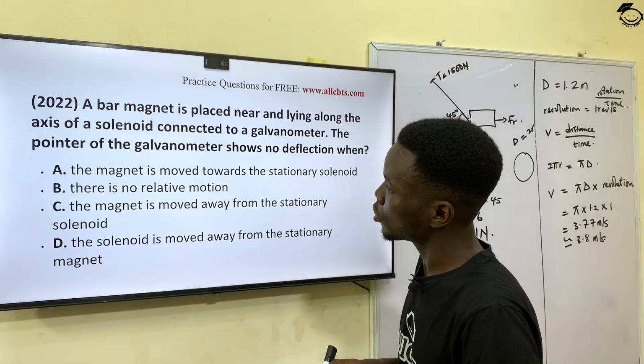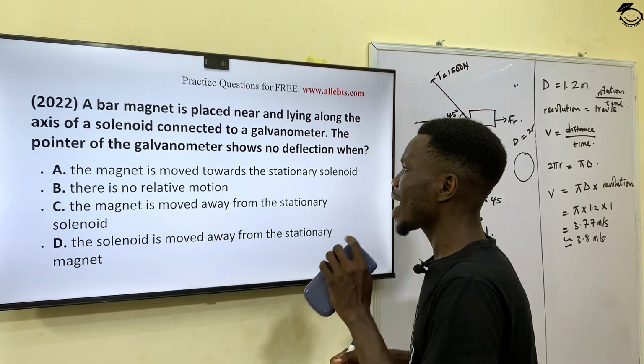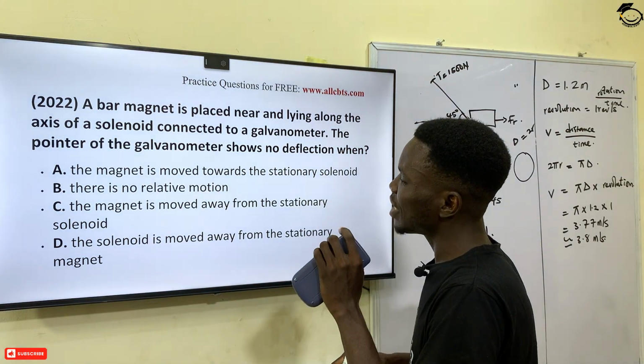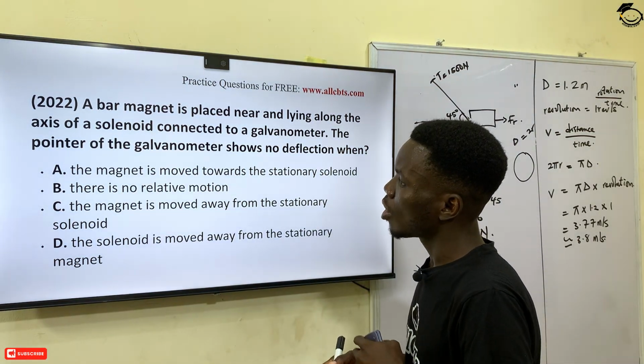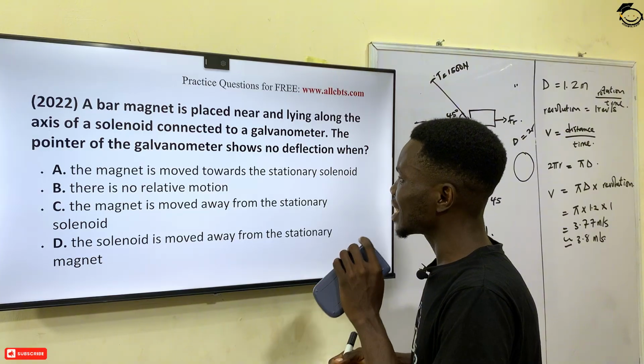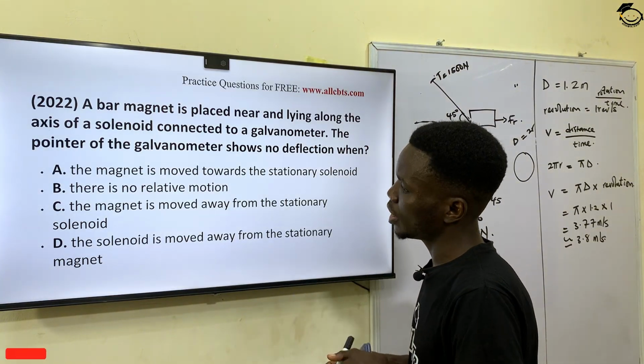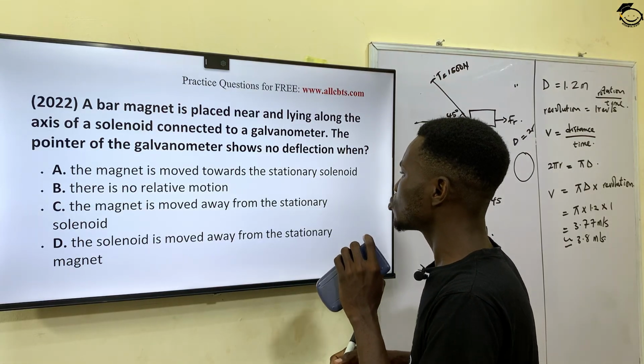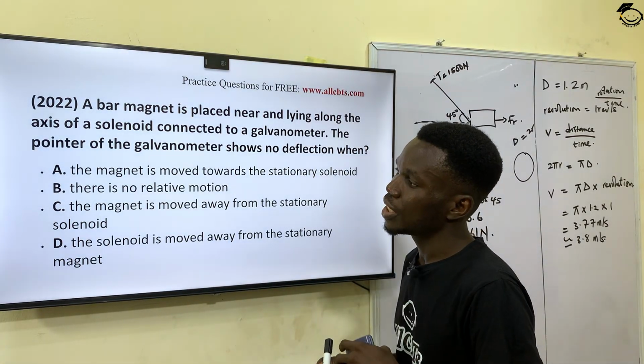So let's look at our options. Option A says the magnet is moved towards the stationary solenoid. Option B says there is no relative motion. Option C says the magnet is moved away from the stationary solenoid. Option D says the solenoid is moved away from the stationary magnet.